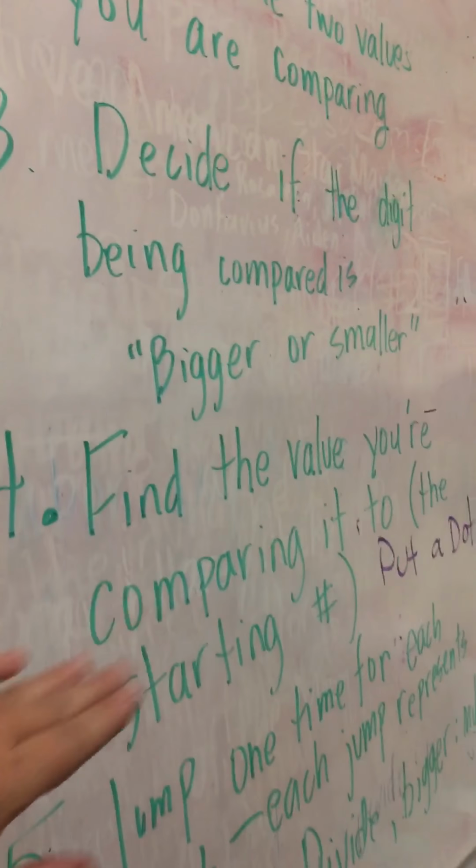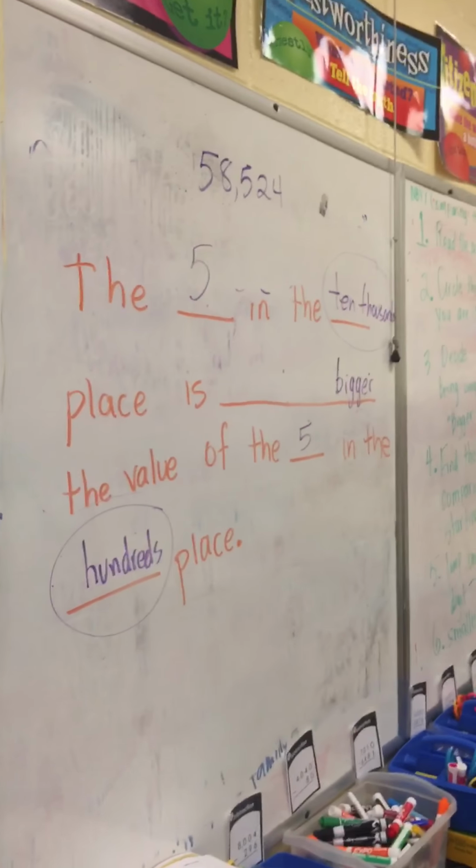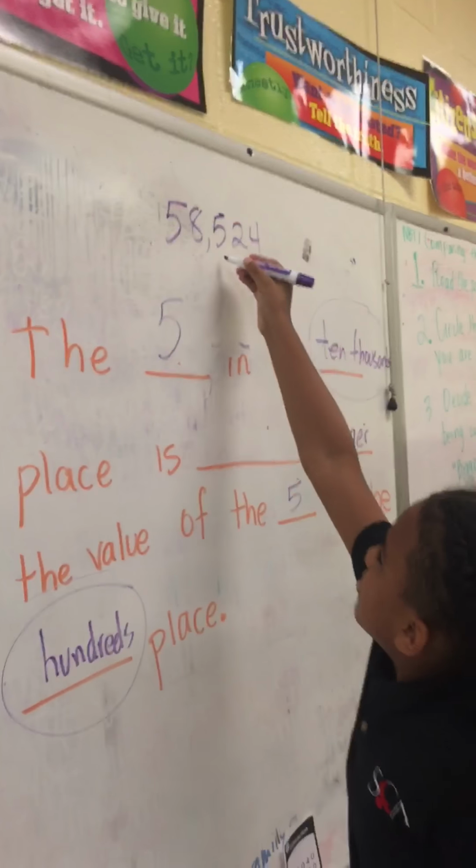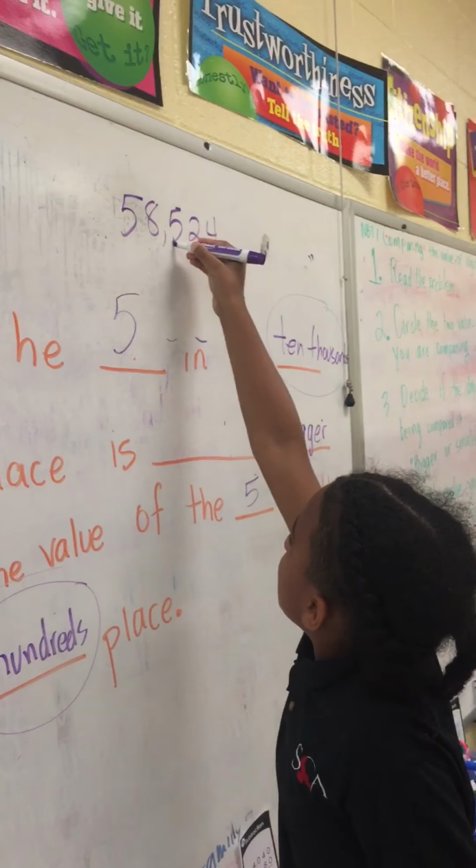Okay, we're comparing it to the 5 in the hundreds. Can you all in your number put the dot under your 5 in the hundreds? Go ahead and do that. When you've got it, put your thumb up. Okay. Trey, go on up and put the dot under the number where it's supposed to go. If you agree, show him. Everybody agrees. I agree too. That looks good. We've got a dot in the hundreds.